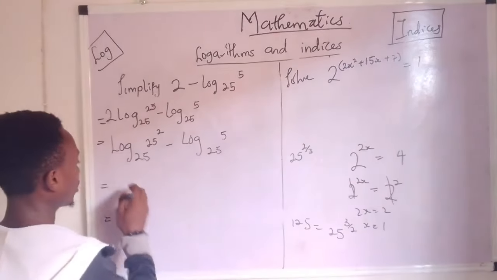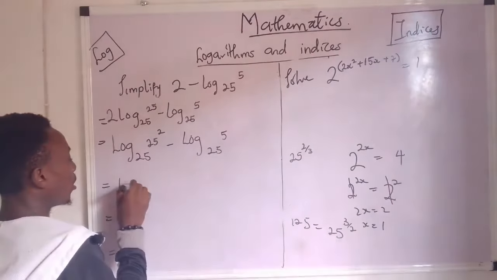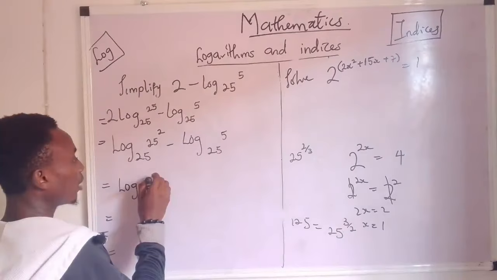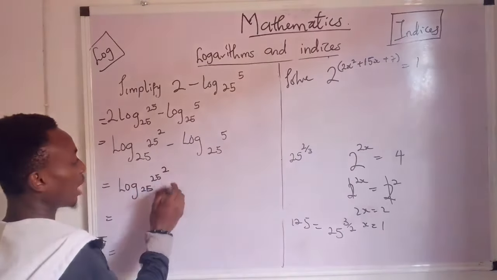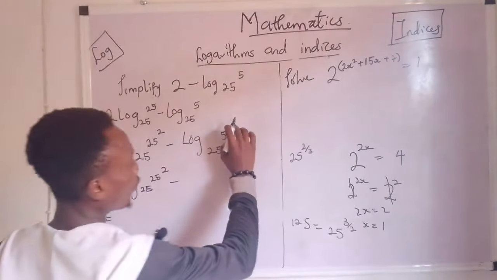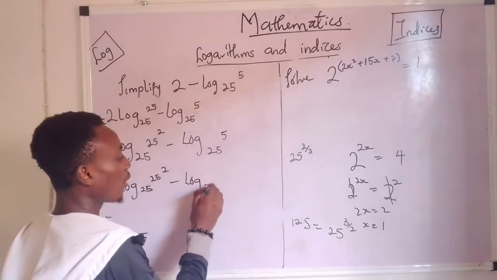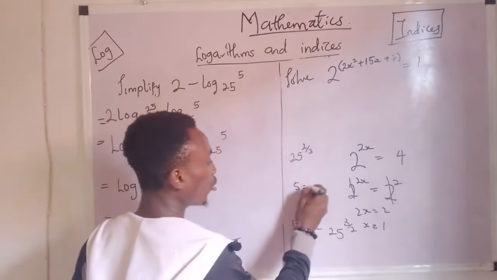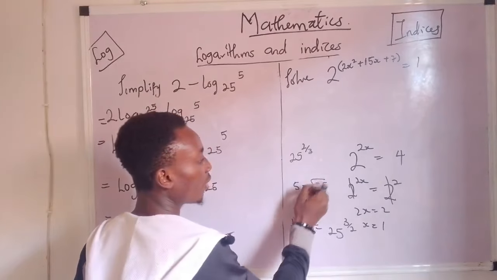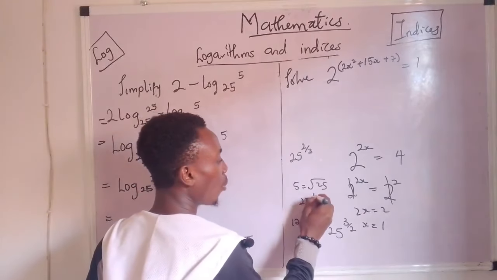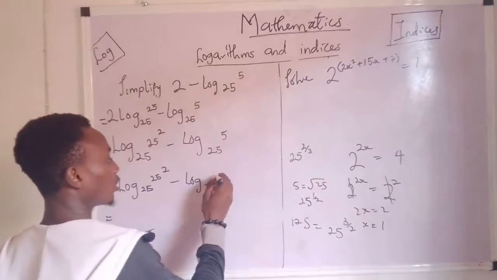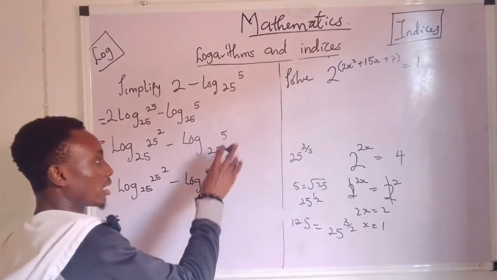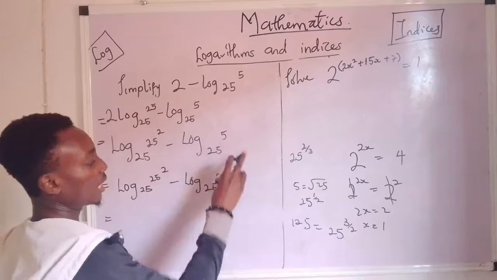This gives us log 25 to the base 25 squared, right? Minus, now 5 related to 25. 5 is actually the square root of 25, right? Now the square root of 25 can also be written as 25 raised to power 1 over 2. So just write 25 raised to power 1 over 2. This is another way you can write 5.